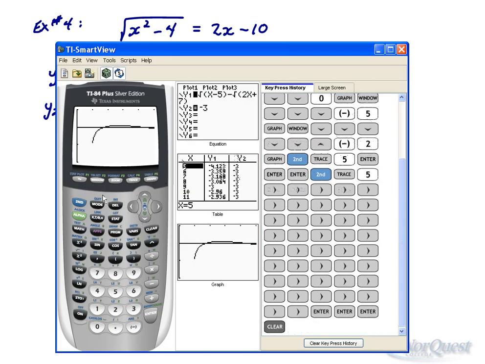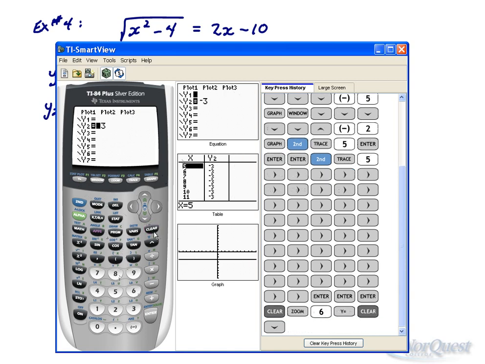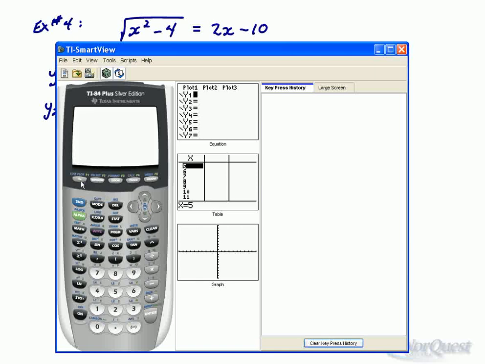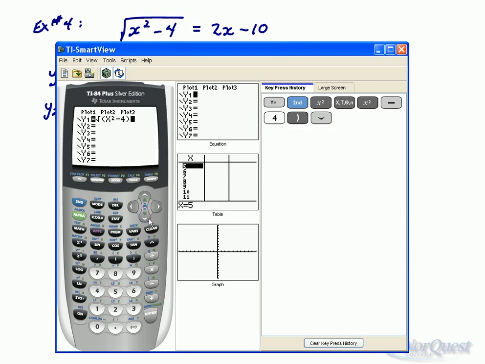So again, let's clear off the screen. Let's change our window settings back to our normal, so zoom 6. Let's clear our equations. And let's clear the key history. So I just start back from scratch. Equation 1, we're going to take the square root of x squared minus 4. Equation 2, we're going to enter in 2x minus 10. And you'll notice something a little bit strange about this.